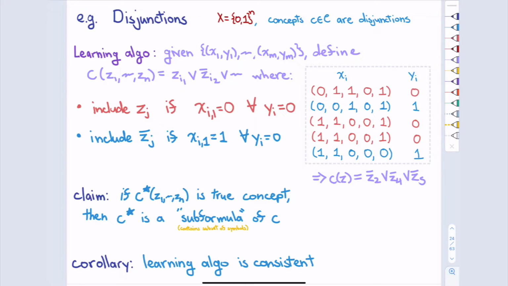And I'll include not zj if the corresponding, this notation makes no sense. Okay, so those should be xij's. Xij being the jth coordinate of sample xi. I'll include not zj if xij is equal to 1 for all of the negatively labeled examples.